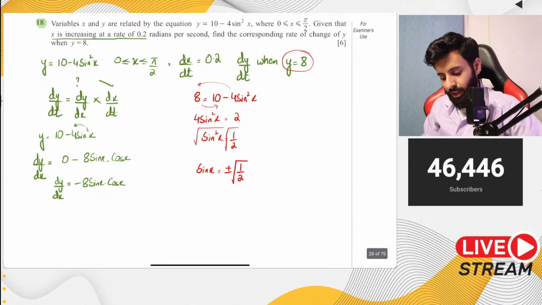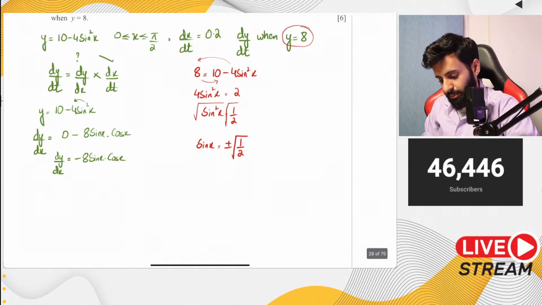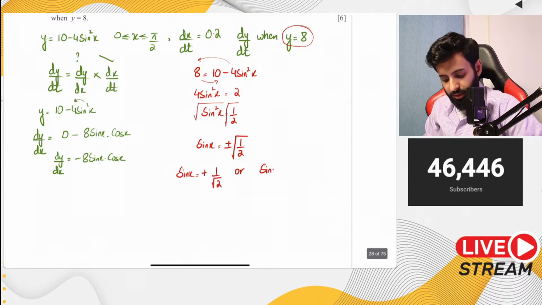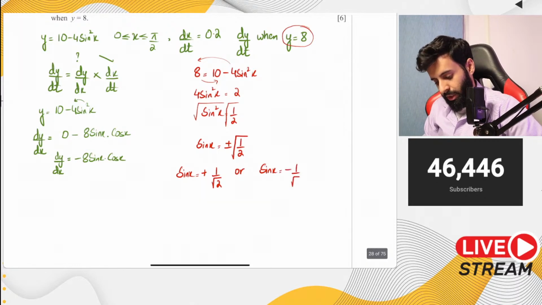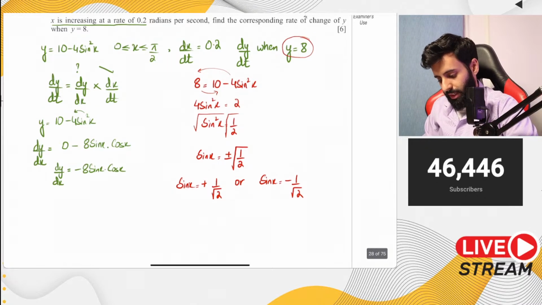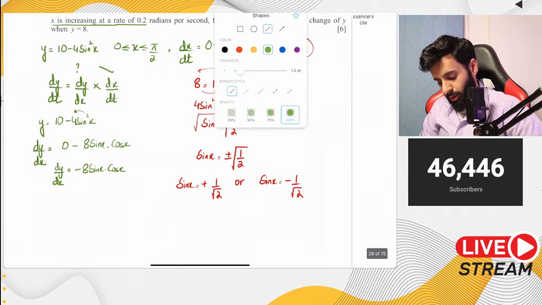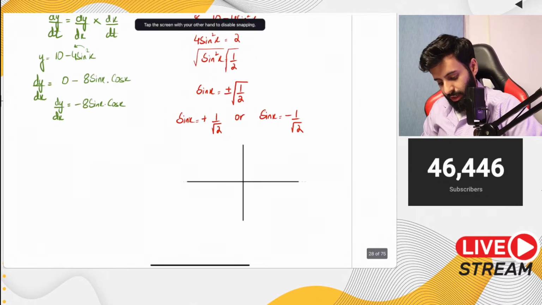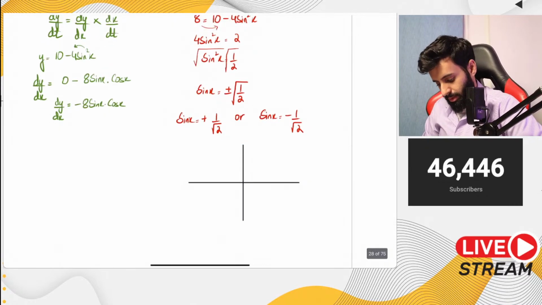Now sine x, if it's equal to plus minus 1 upon 2, that means sine x could be equal to positive 1 upon under root 2, since the square root of 1 is 1. So we might as well not write 1 inside the square root. Or sine x is equal to minus 1 upon under root 2. Now notice that this means all 4 quadrants are possible, because sine is positive as well as negative.